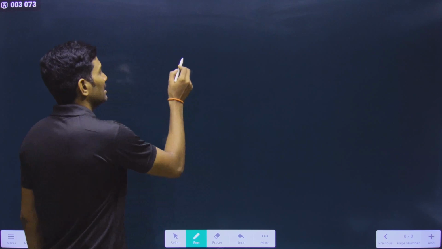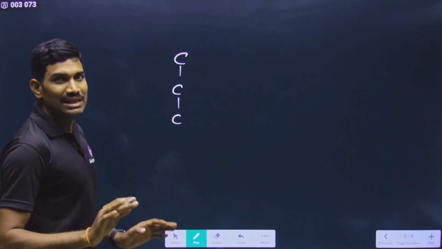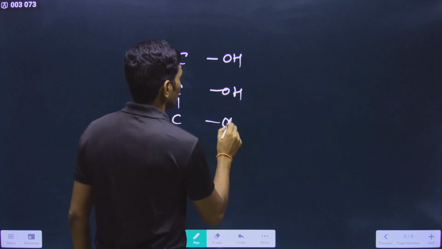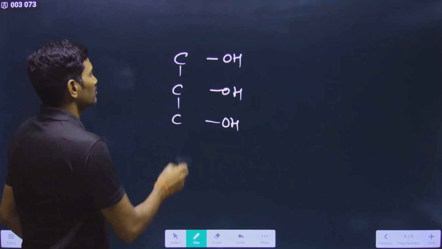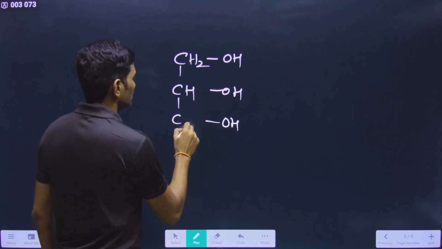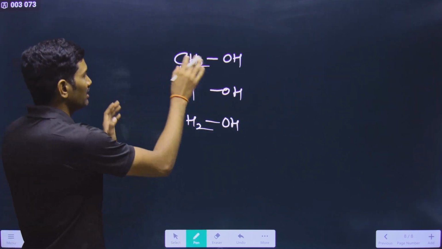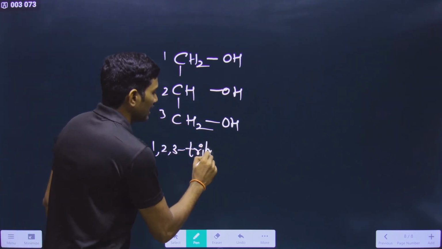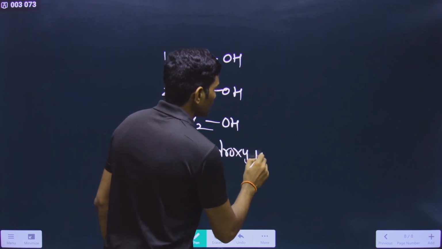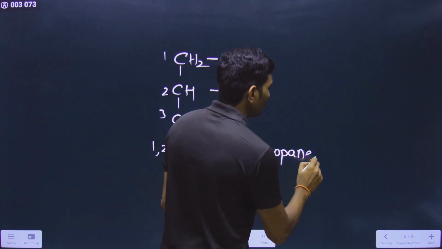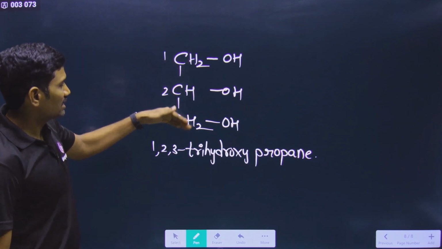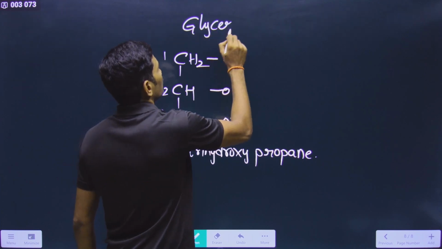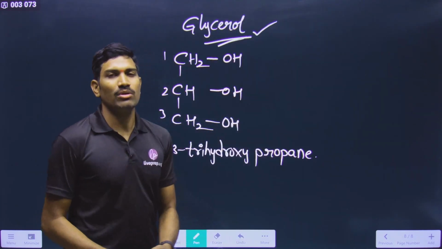And what is this one? It actually has 3 carbons, and each carbon has one hydroxyl group. Now satisfy with hydrogens. It will be CH2, CH, CH2. So what name do you give? 1, 2, 3 trihydroxy propane. This is the name of this one. Yes or no? 1, 2, 3 trihydroxy propane. So this is what glycerol is. This glycerol is also considered a form of simple lipid.